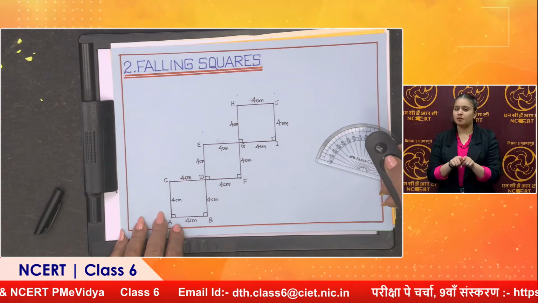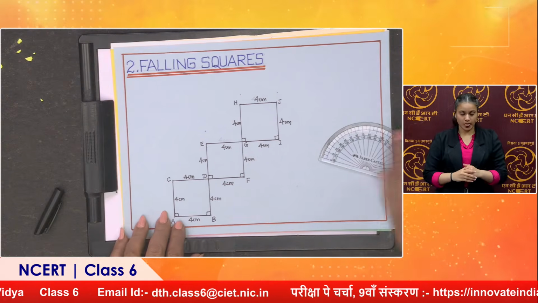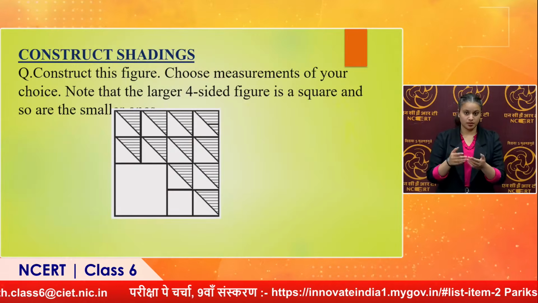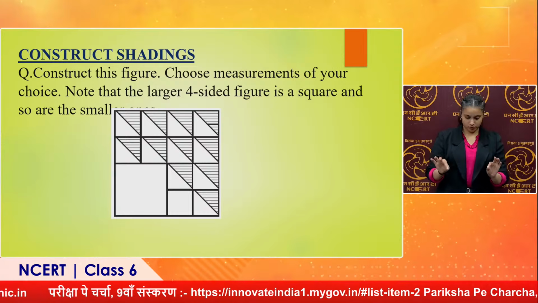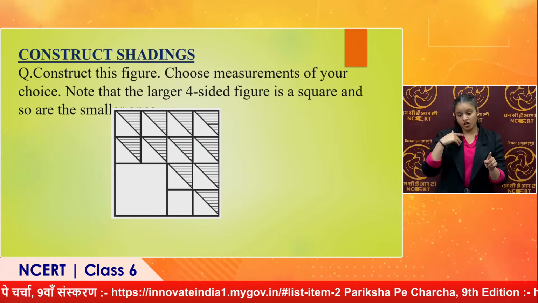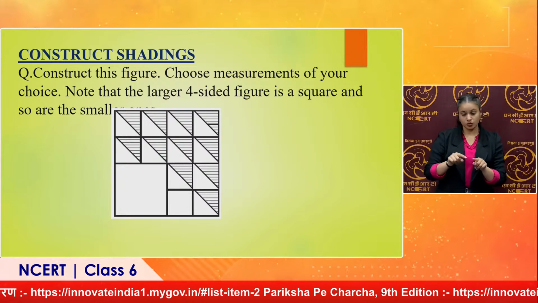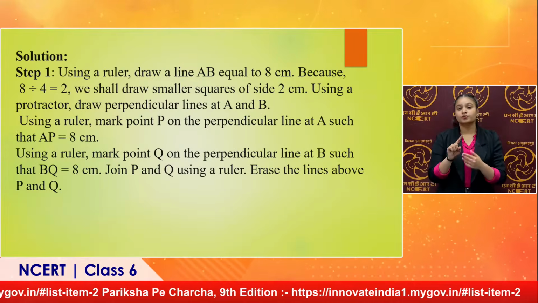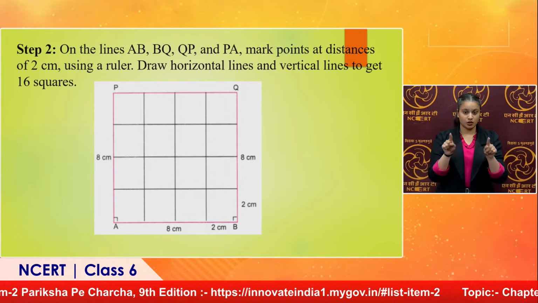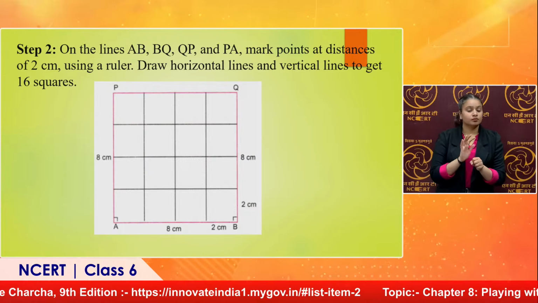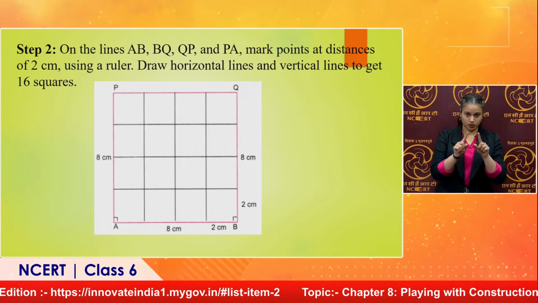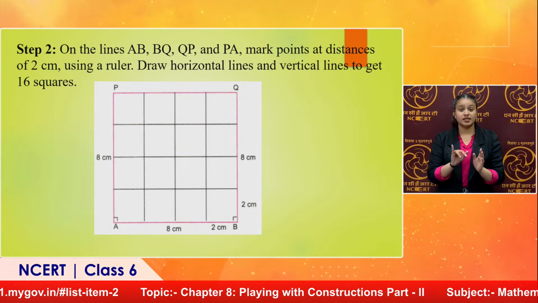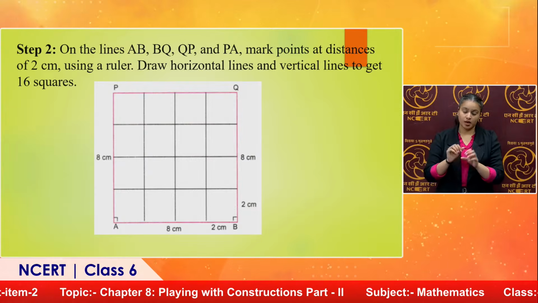Now we have another one, construct shadings. This also is very interesting. Construct this figure. Choose measurements of your choice. Note that the larger four-sided figure is a square and so are the small ones. Alright. So, let us see how we will do this. Let me first construct a square, okay, and we will make 4 squares on one side and 4 squares on the other side. That means 4 fours are 16 squares I will be making, of all obviously equal dimensions.